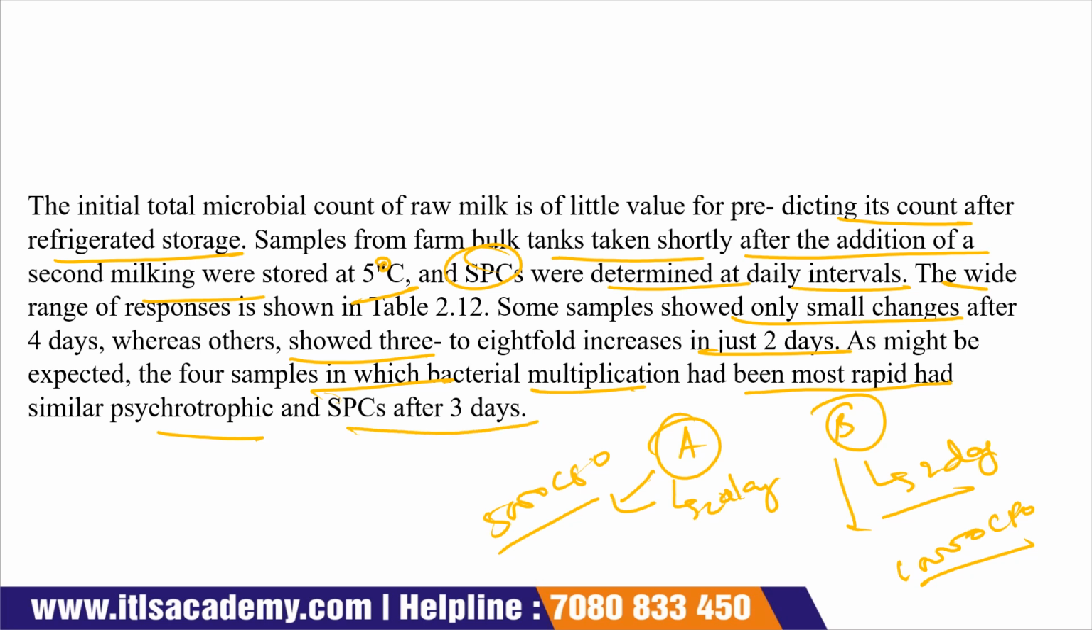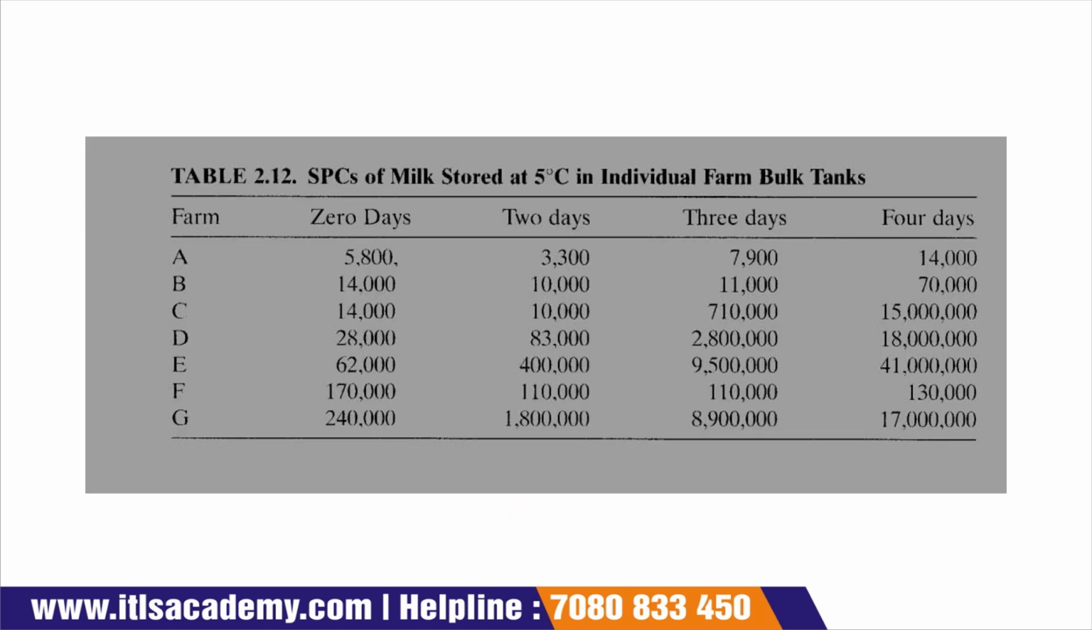Okay, now, as might be expected, the fourth sample, in which the bacterial multiplication has been most rapid, had similar psychrotrophic count and SPC after 3 days. Now, this table is the SPC of milk which is stored at 5 degrees Celsius in individual farm bulk tanks. This is your farm name, this is your 0 days, load of microbes, then 2 days, then 3 days, then 4 days.